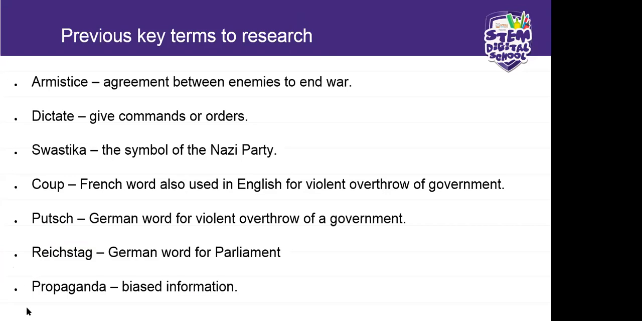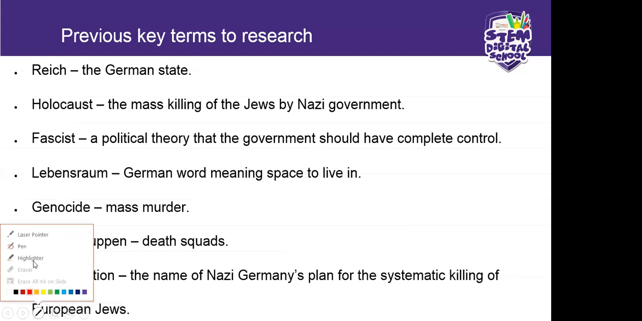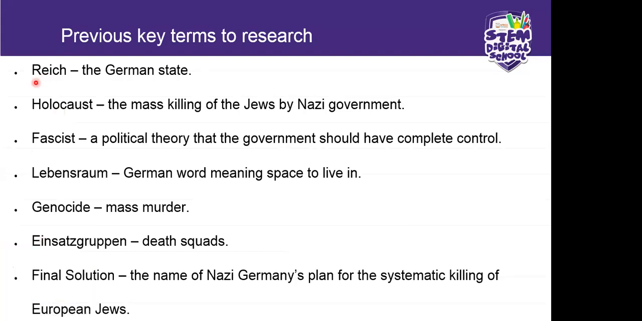Okay, and then we move on to the other terms. Here we've got Reich. What is Reich? It was a German state found in Germany. Reich, state. And then Holocaust, we already know this, the mass killing of Jews by the Nazi government. And fascists, we looked at this yesterday, a political theory that the government should have complete control.